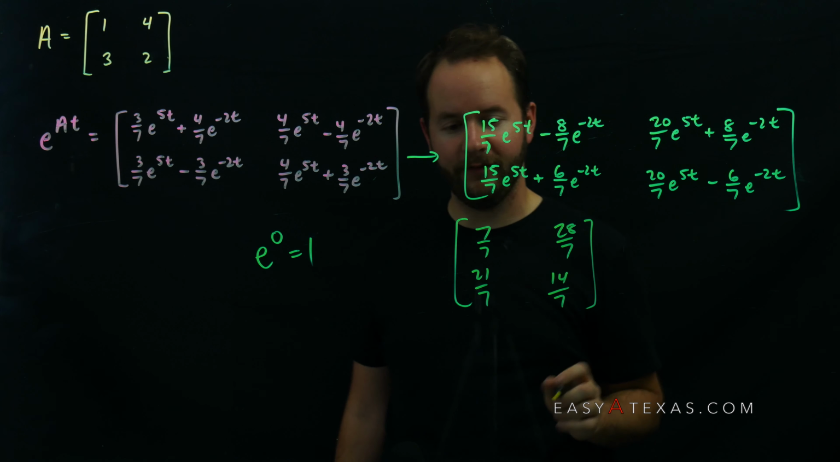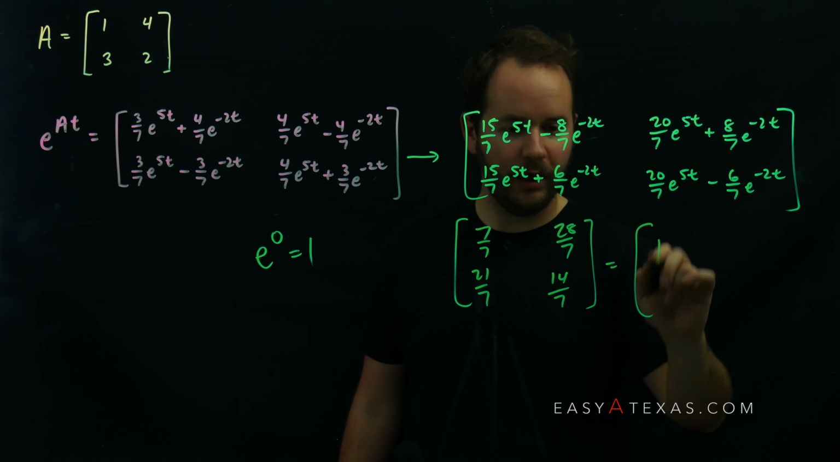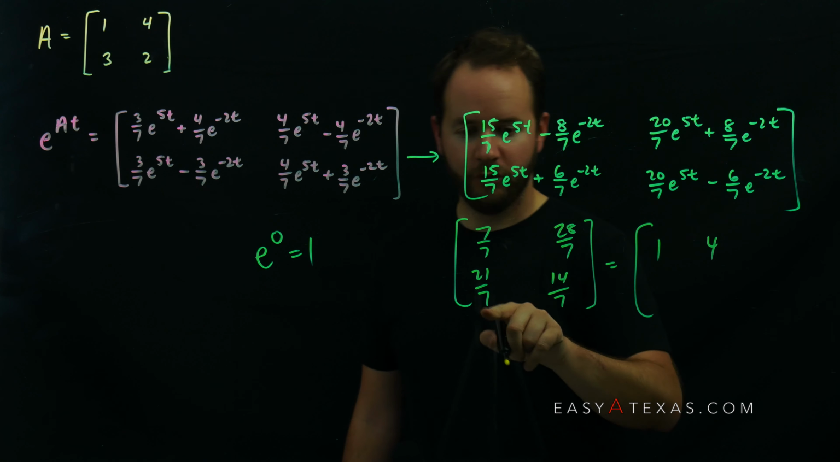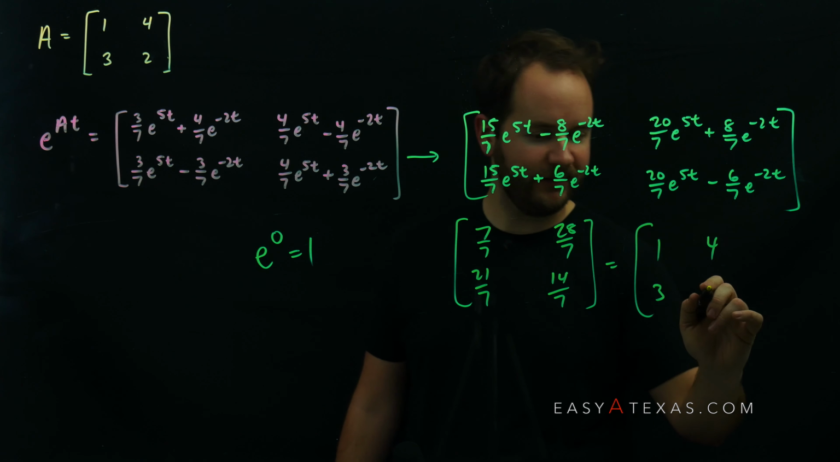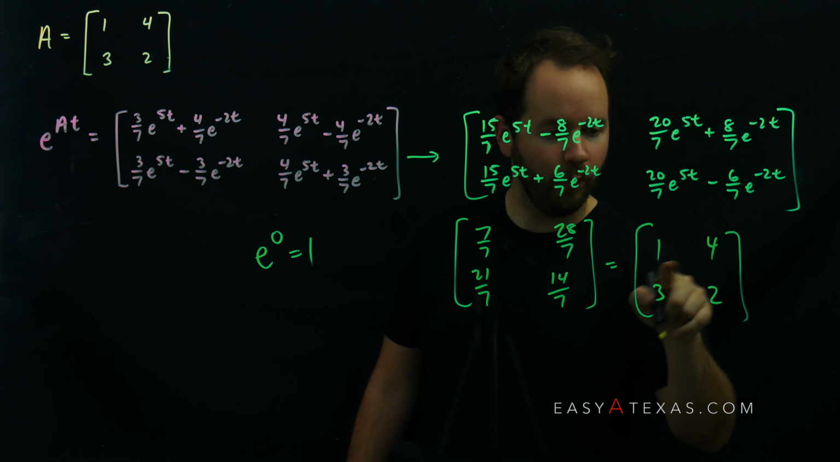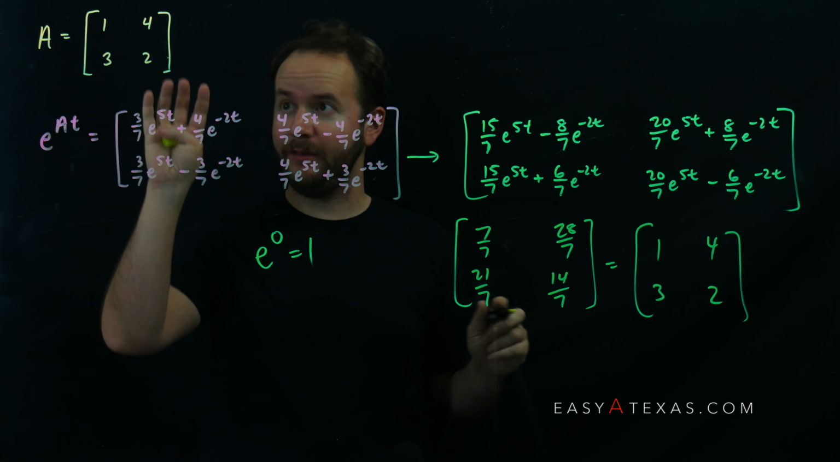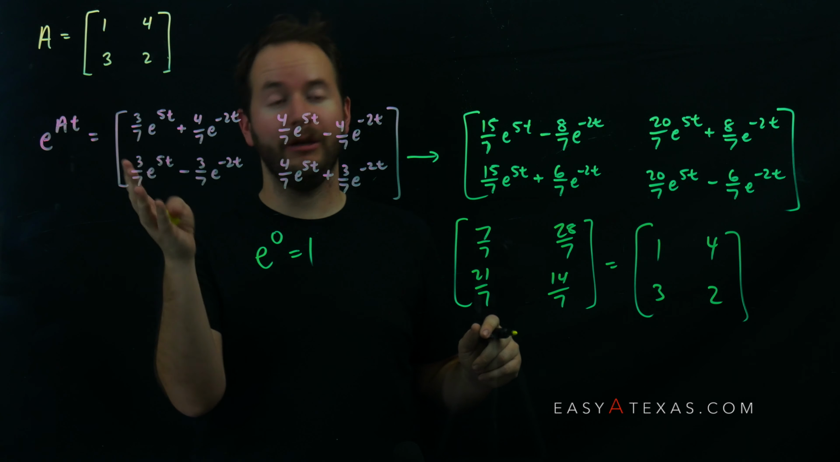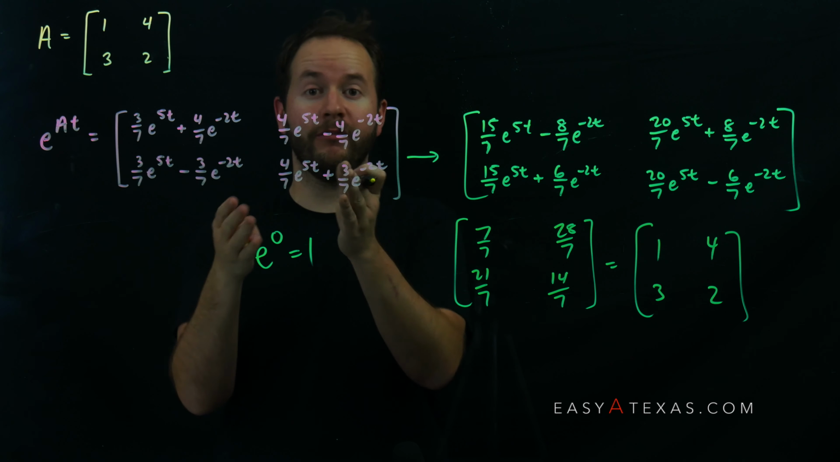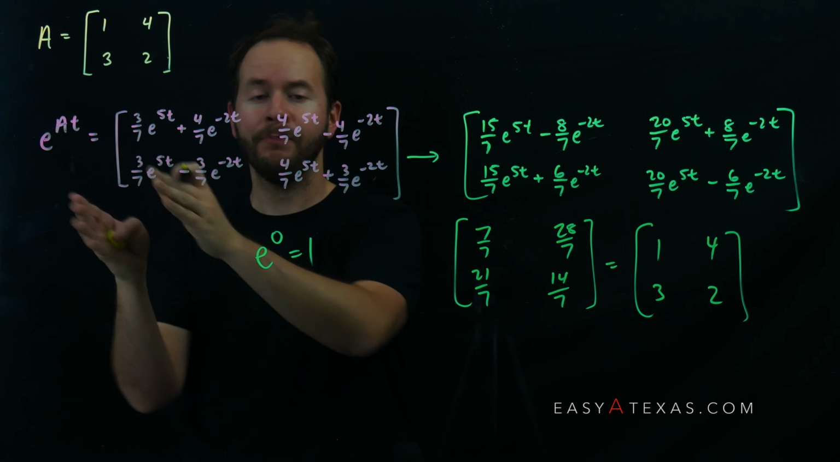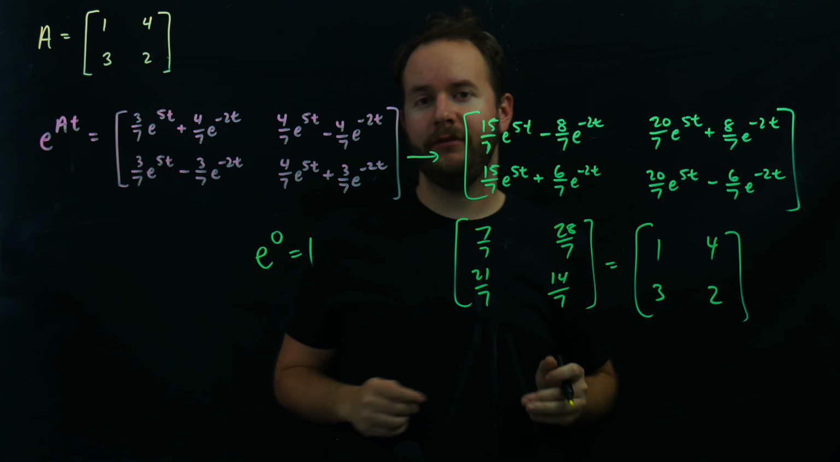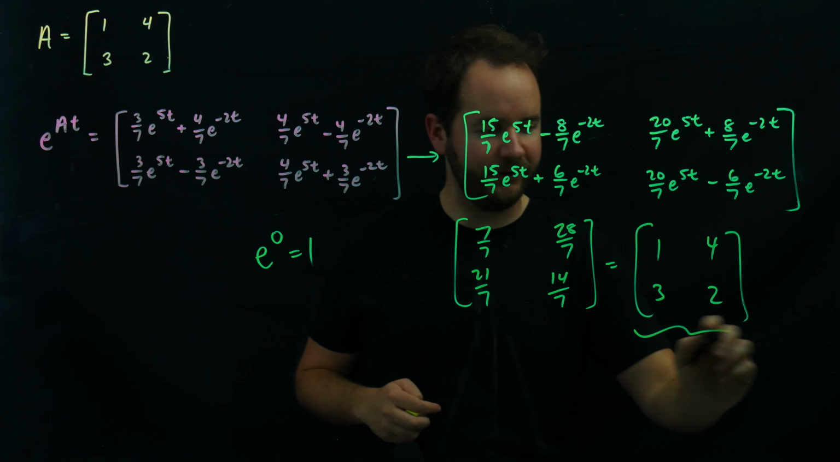Now, of course, I can do the division here. 7 divided by 7 is 1, 28 by 7 is 4, 21 by 7 is 3, and 14 by 7 is 2. But hey, check it out. 1, 4, 3, 2 is the exact same matrix that I started with up here. This is the matrix that I used to create the exponential matrix here. And of course, if I want to go back from the exponential matrix back to A, I take the derivative, then plug in 0, and once I do, this is my matrix A.